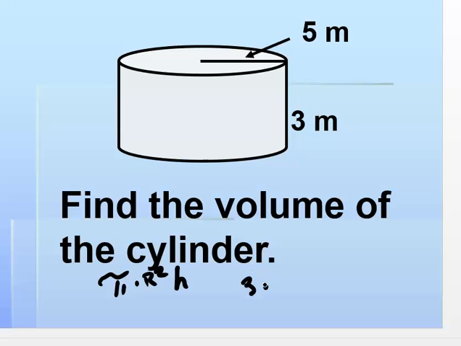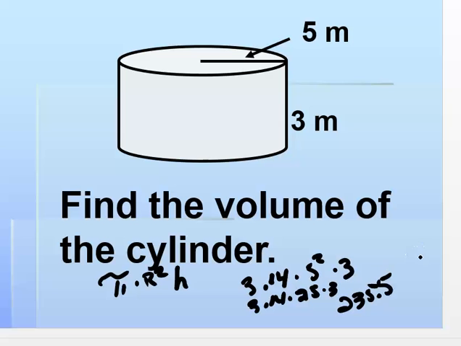So 3.14 times 5 squared times 3. 3.14 times 25 times 3, which really means 75 times 3.14, 235.5 meters cubed.